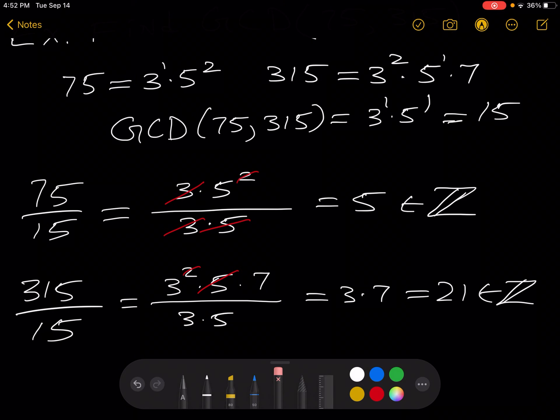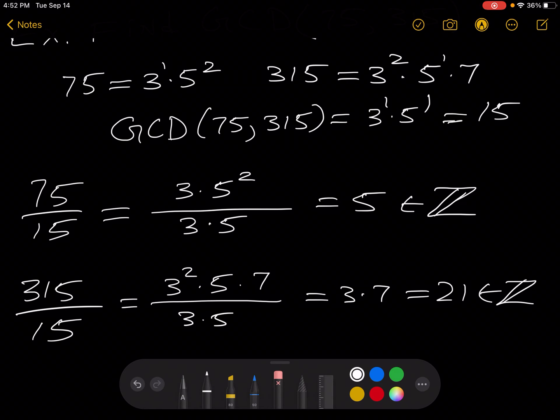And so let's just play around with this a little bit and see why 15 is the biggest we can get, the biggest that we can get where it's a common divisor. The biggest number that we can use that is the biggest divisor that gives us an integer here and an integer here.